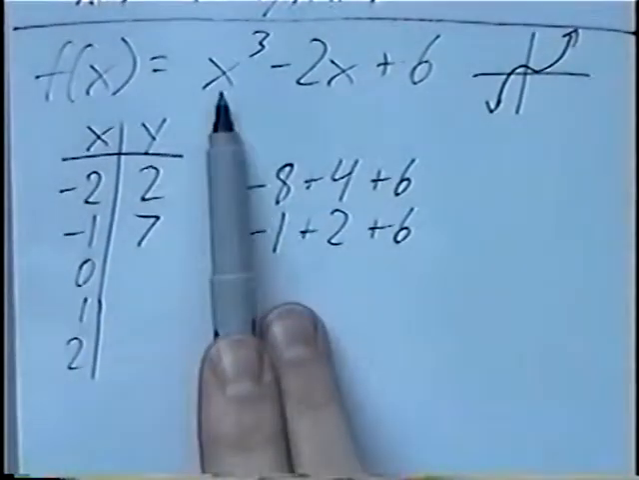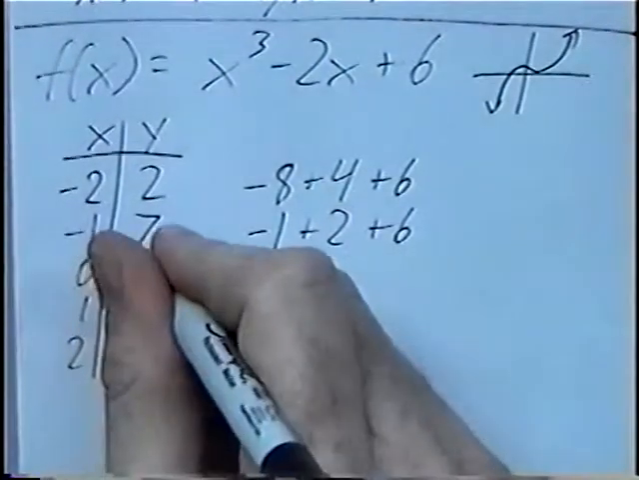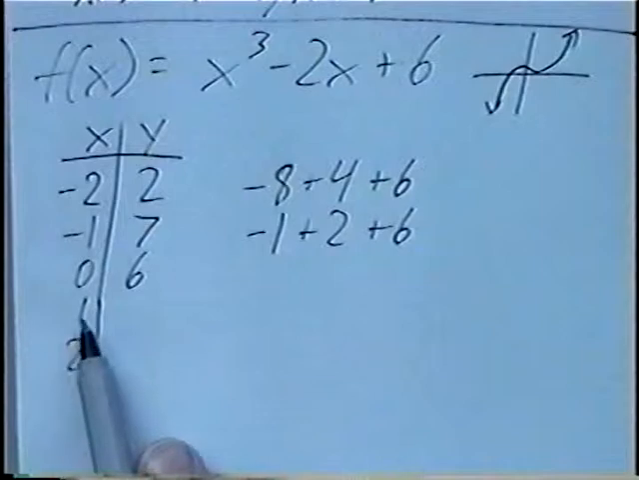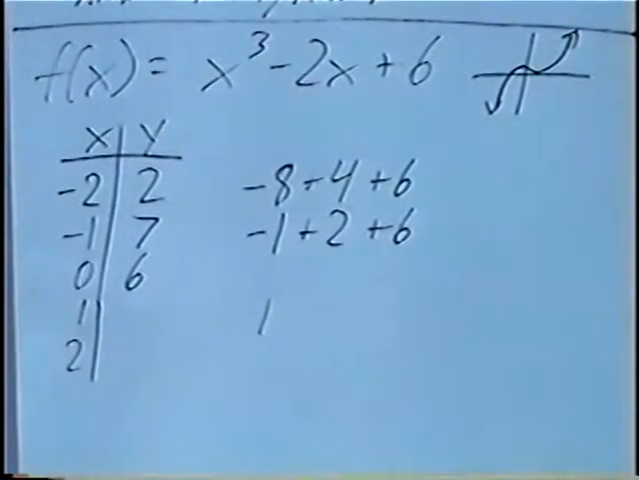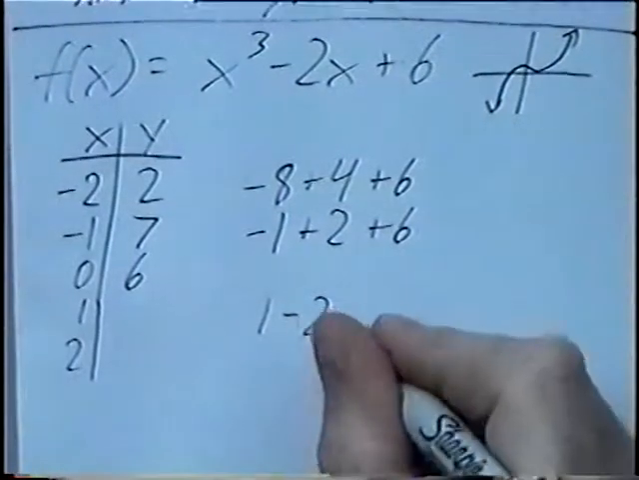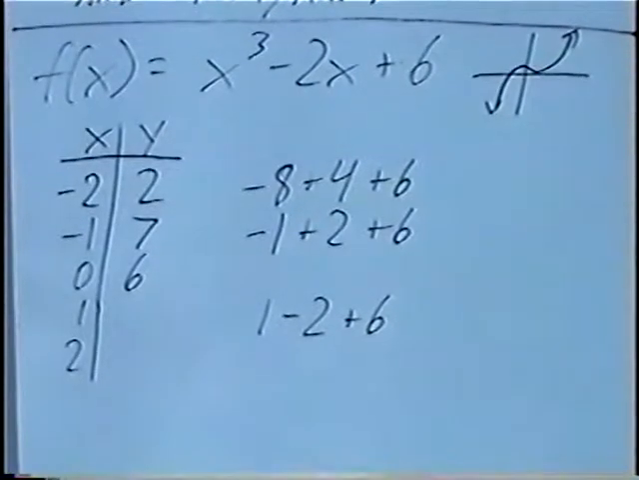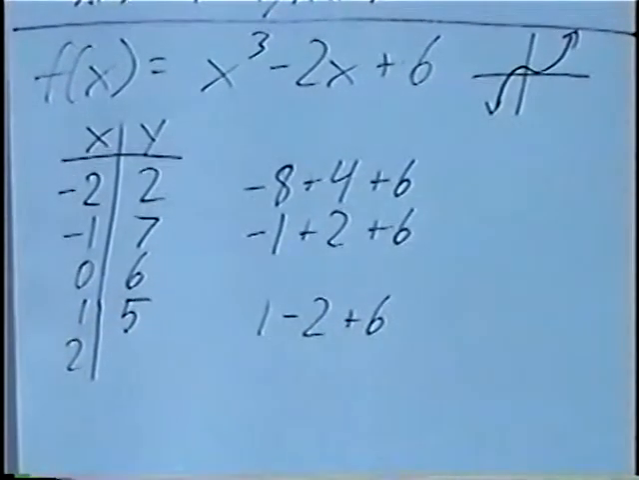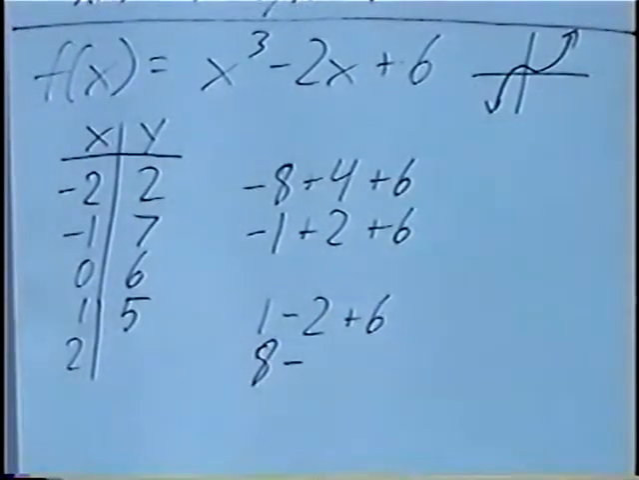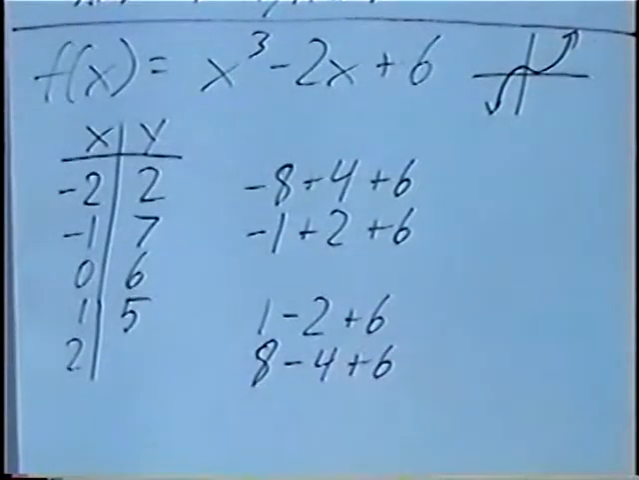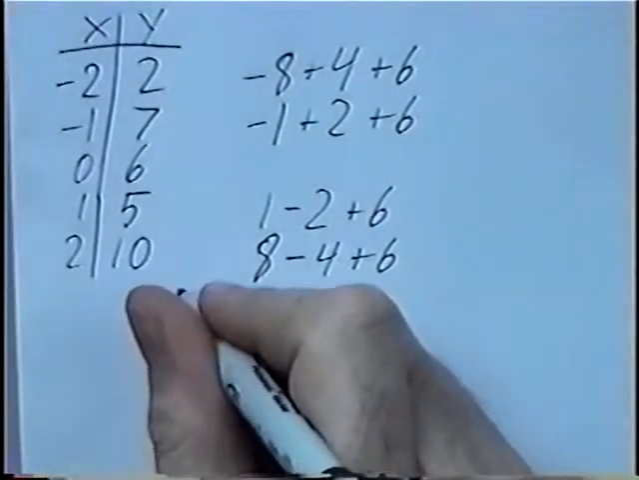-1 plus 2 would be 1, plus 6 would be 7. Plugging a 0 in, the x's will be zeros, we'll add 6 to that, so 0 will be 6. Plugging a 1 in, 1 cubed would be 1, -2 times 1 would be -2, and plus 6. 1 minus 2 would be -1, plus 6 would be 5. And last number we'll plug in 2. 2 cubed would be 8, minus 2 times 2 would be 4, plus 6. 8 minus 4 would be 4, plus 6 would be 10. Taking these 5 values now, we can graph them on an xy axis to get the graph for the function.